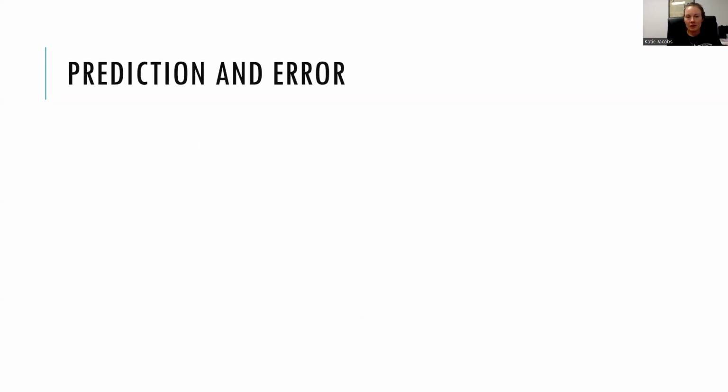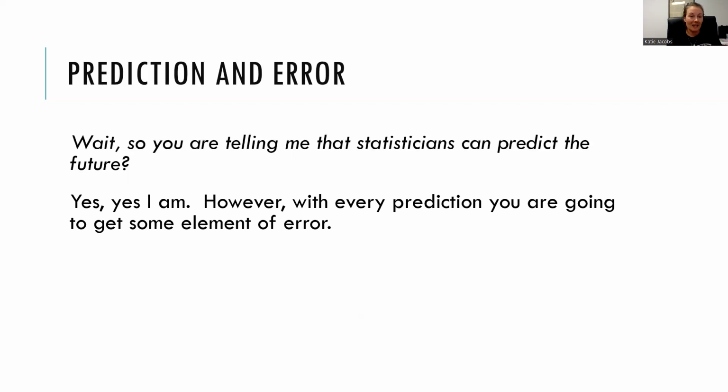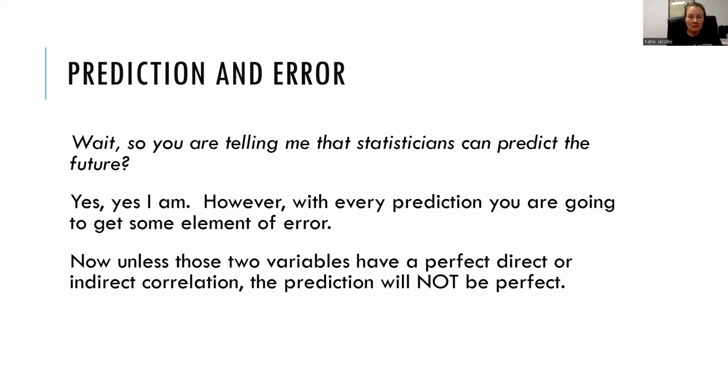Okay, so wait, you're telling me that statisticians can predict the future? And I am, absolutely. However, even with every prediction that we have, we're going to get some element of error. Unless those two variables have a perfect direct or a perfect indirect correlation, this prediction won't be perfect.